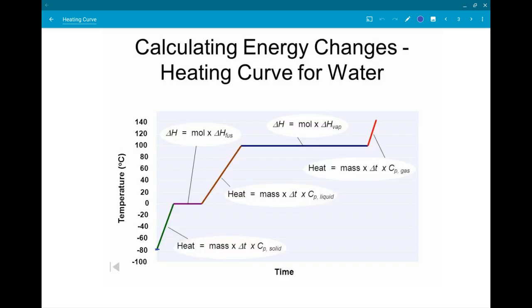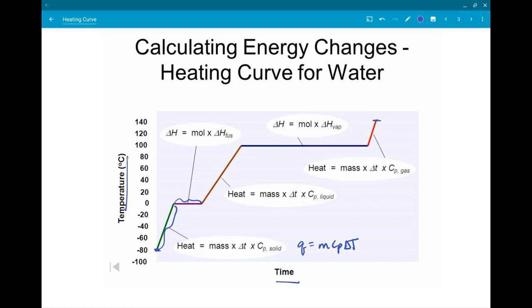So if we look at a typical heating curve, you'll notice time on the bottom and temperature on the other axis. And you'll see on this example, we're going from minus 80 all the way up to, let's say, 140-ish. If you'll notice these sloped lines, it is a calorimetry problem. That's usually written, as we would write it in class, as Q equals mc delta T.